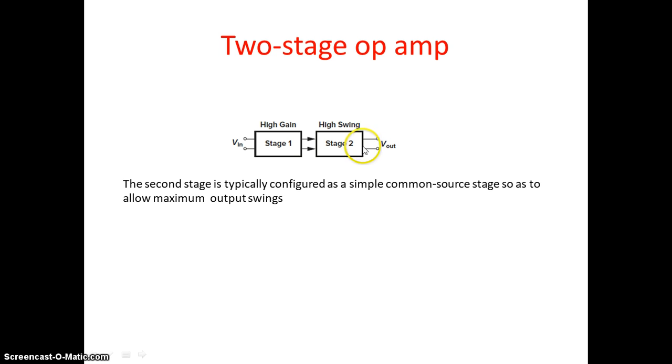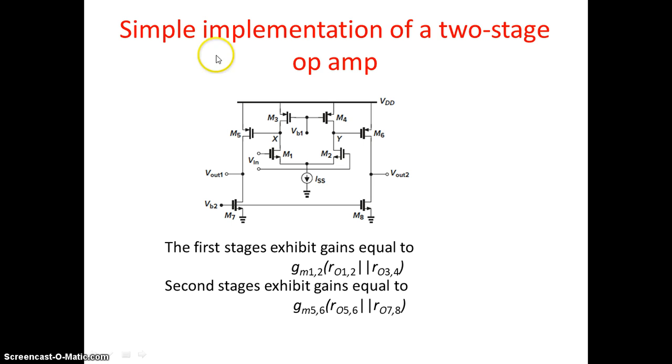Typically, in most cases, in stage 2 we use a common source amplifier to get a maximum swing. If we take a differential amplifier there, the swing may be less if we are using a cascode amplifier or anything to increase the gain. That's why at the output stage we will simply use a common source amplifier. Let us see a simple implementation of a two-stage amplifier.